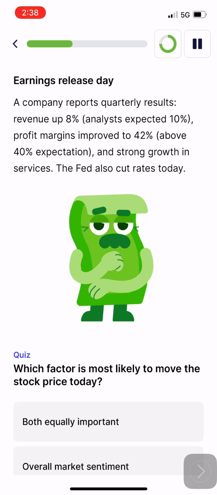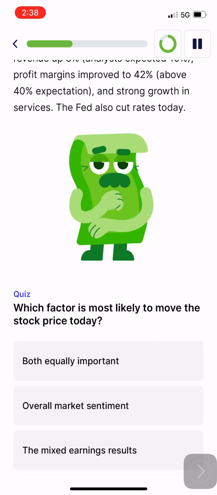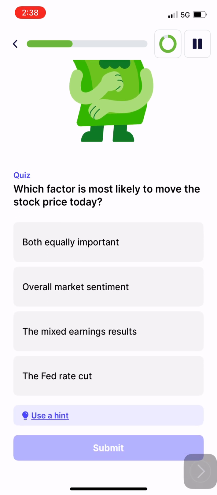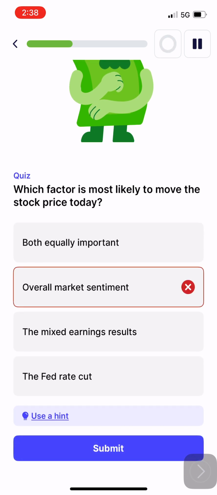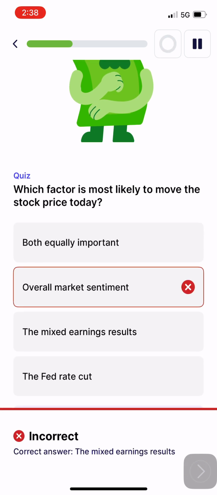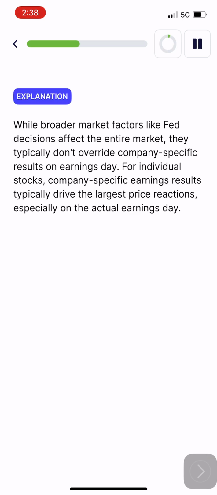Both equally important: overall market sentiment. The mixed earnings results. The Federal Reserve rate cut. No, the correct answer was the mixed earnings results. While broader market factors like Fed decisions affect the entire market, they typically don't override company-specific results on earnings day. For individual stocks, company-specific earnings results typically drive the largest price reactions, especially on the actual earnings day.